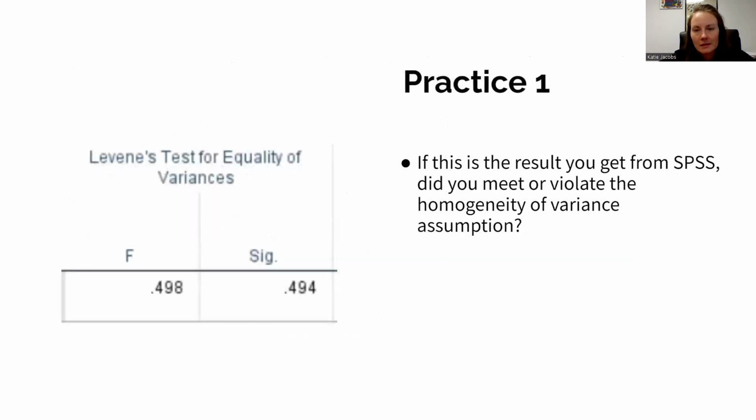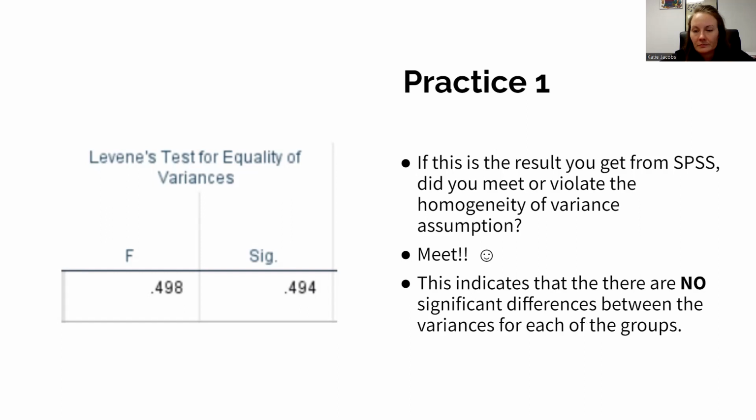Okay, so let's do some practice. If you get this result from SPSS, do you meet or violate the homogeneity of variance assumption? You meet it. That's because that p-value, which is found under Sig., is bigger than the alpha level of 0.05. This indicates there's no significant difference between the variances of each of the two groups. This means you have homogeneity of variances.